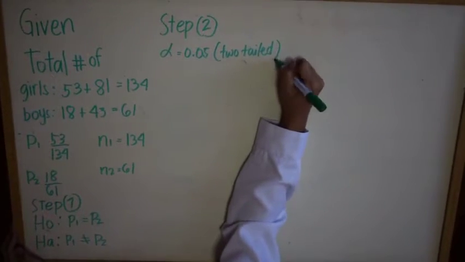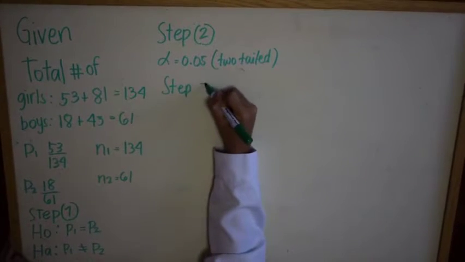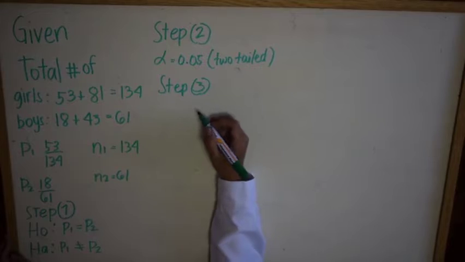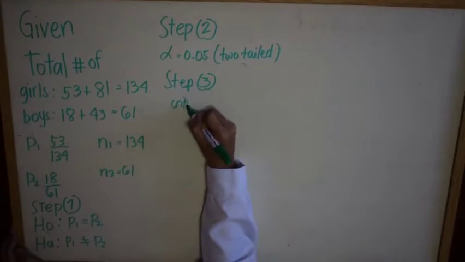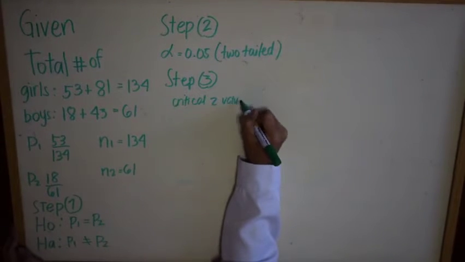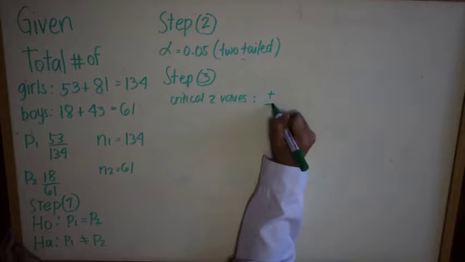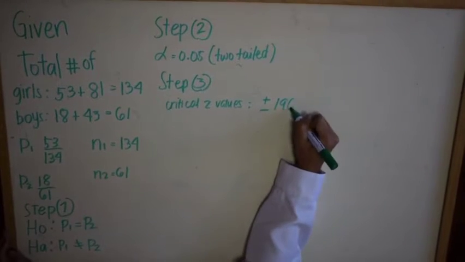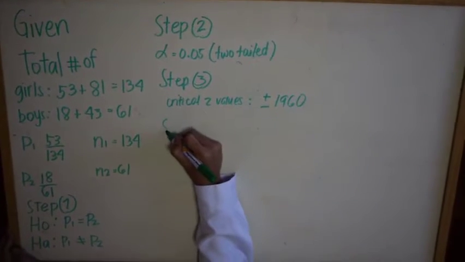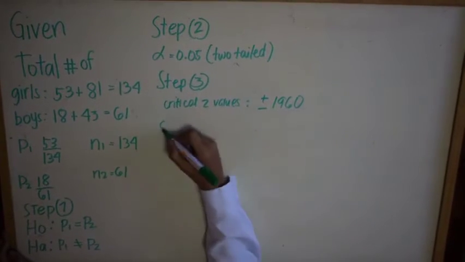Step 3, we need to solve for the critical z value. Looking at the table, using alpha 0.05, we will get positive negative 1.960. So we will proceed to step 4.